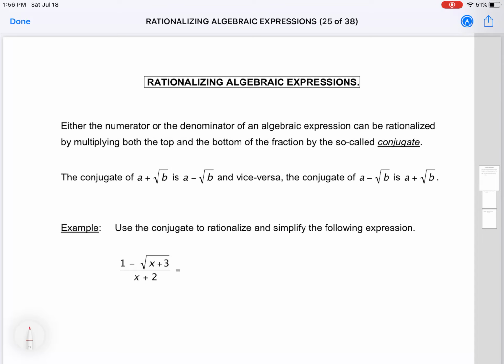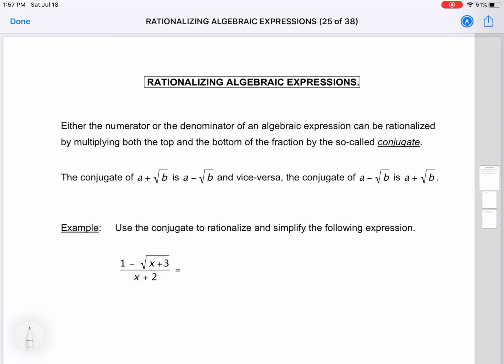Hello again, welcome to the fifth module of the review of Calculus 1, this one entitled Rationalization of Algebraic Expressions. So in this pretty short video, we're going to see how either the numerator or the denominator of an algebraic expression can be rationalized by multiplying both top and bottom of the fraction by what we called the conjugate.